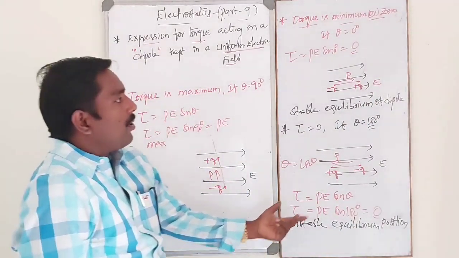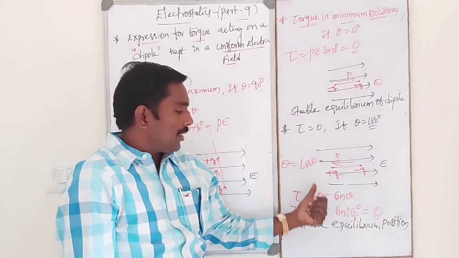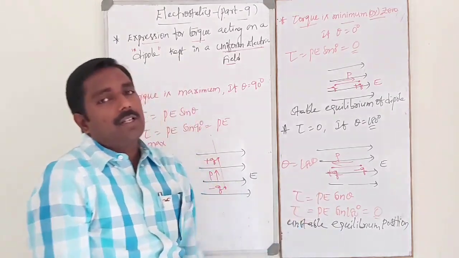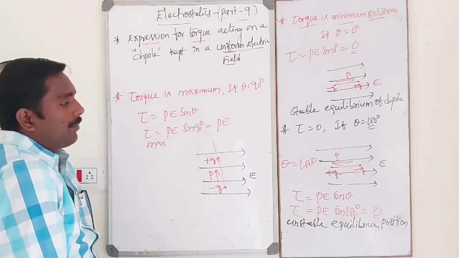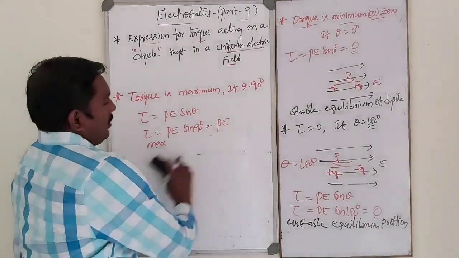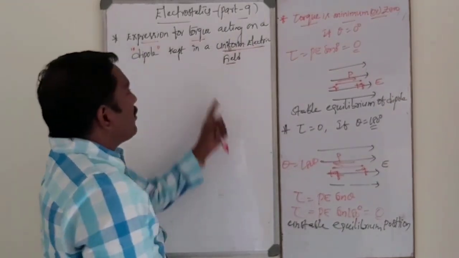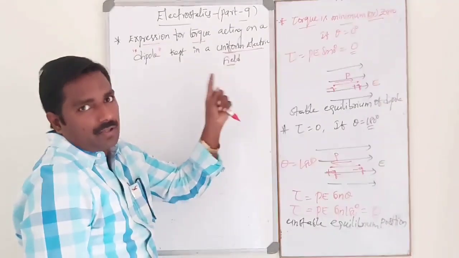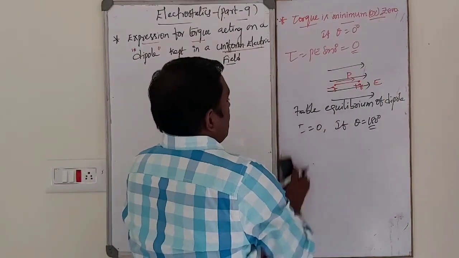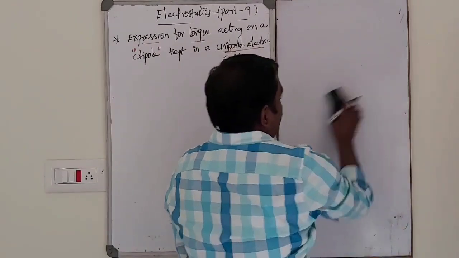Suppose electric field and dipole moment are in opposite directions. That is theta equal to 180. Of course, torque will be 0. That is the unstable equilibrium of the dipole. Okay, students. So the expression for torque acting on a dipole kept in a uniform electric field is a very important 3 marks question. Tau is equal to P sin theta. Okay. Next one.